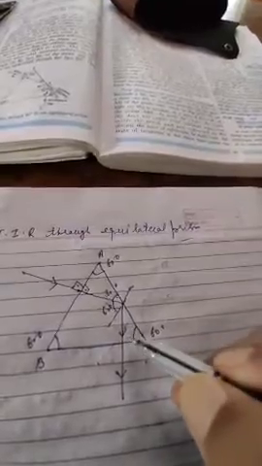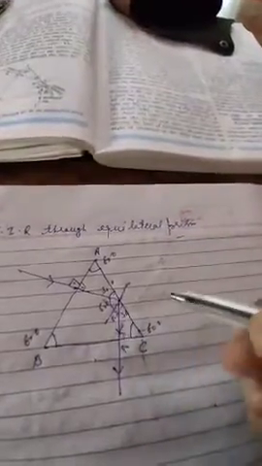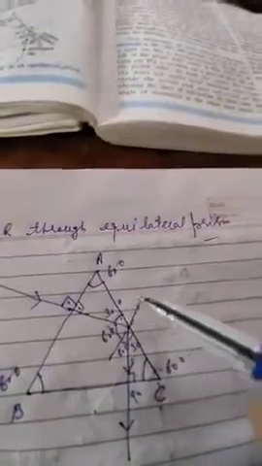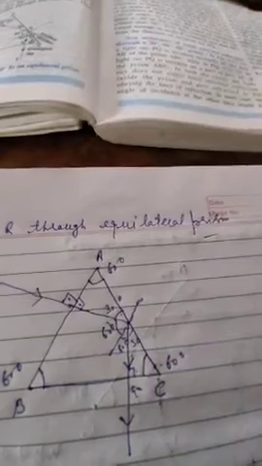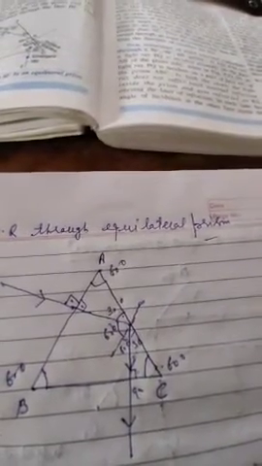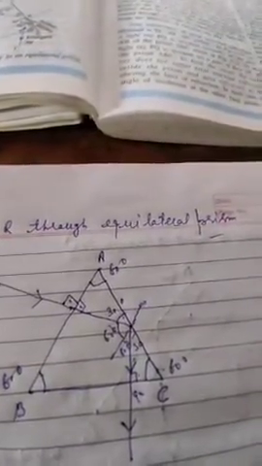Again, this is 60. This is 90. It means this angle is of 30 degree and this angle is of 60 degree. So like this, you have to practice all the diagrams on your own. And during practice, I will take your doubts.